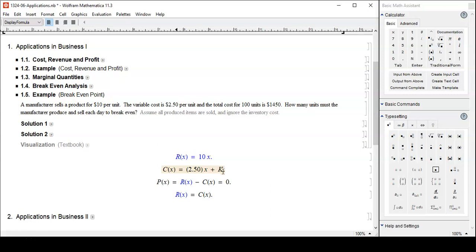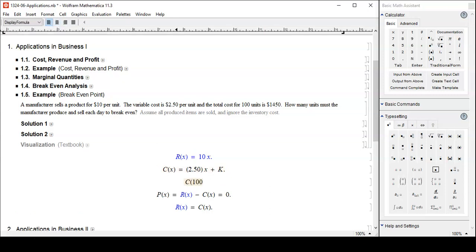This problem didn't give you that. But it did give you a total cost of $1,450 for 100 units. From that, can you find k? Can you find it? Stop the playback and try to find out on your own. It'll be like this. That's your cost function.